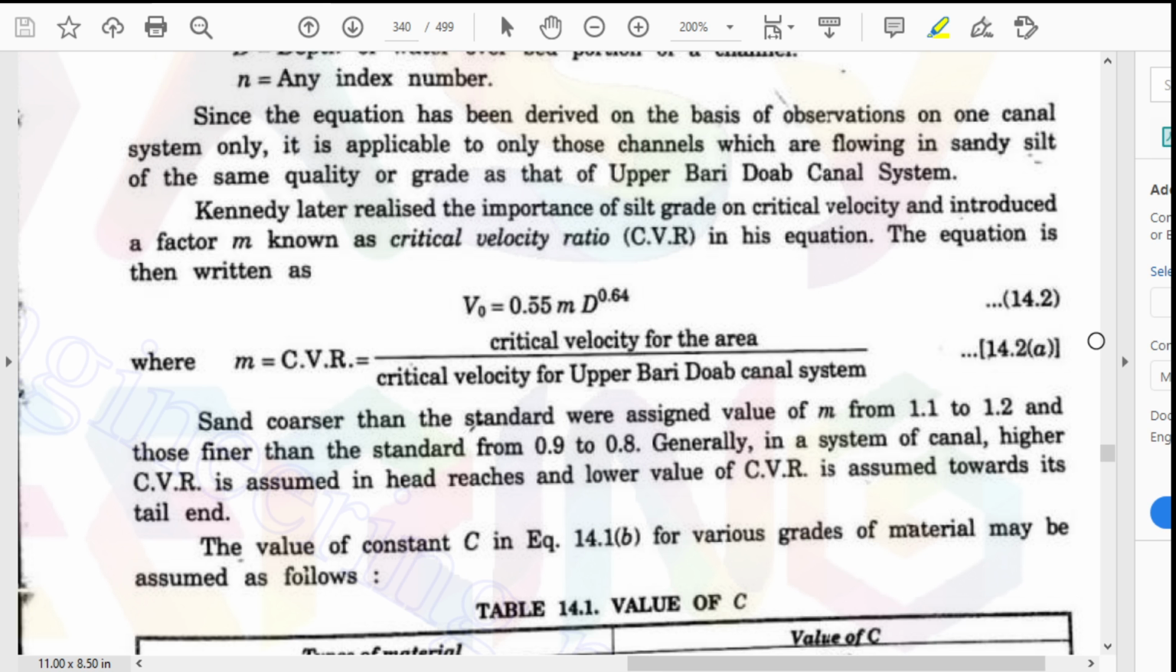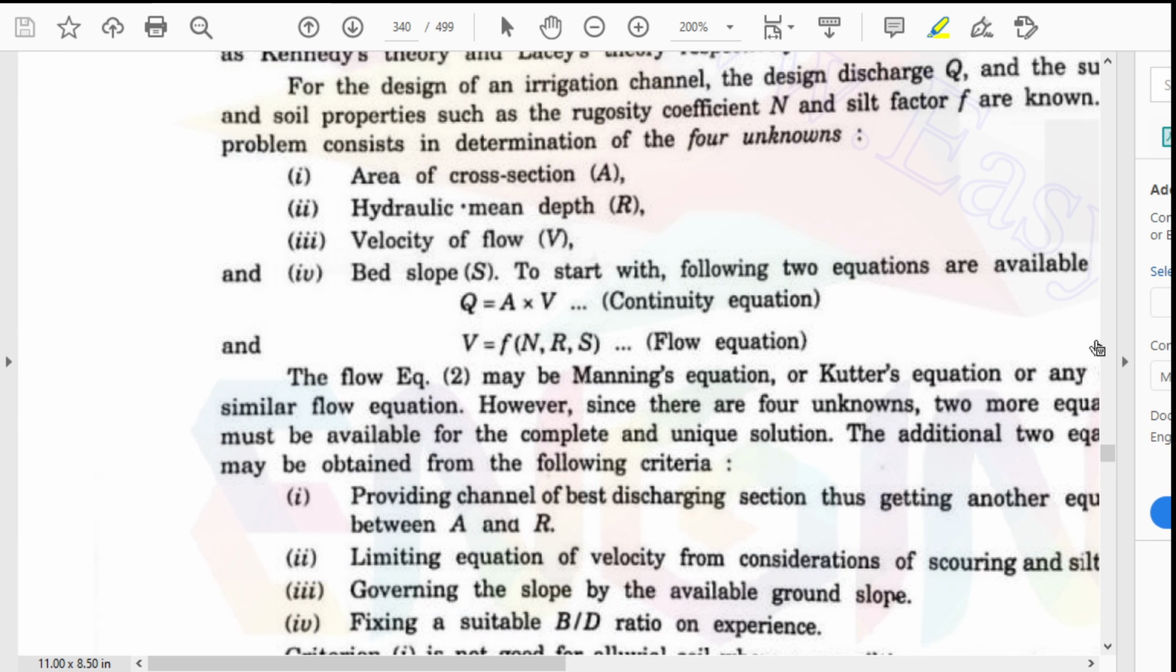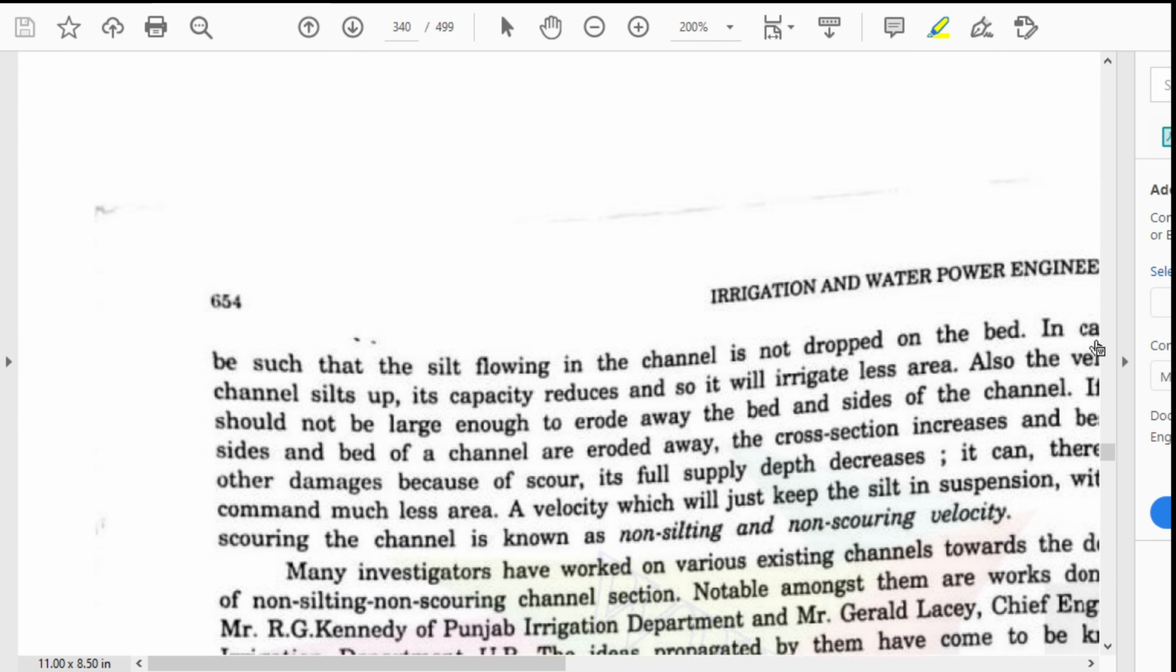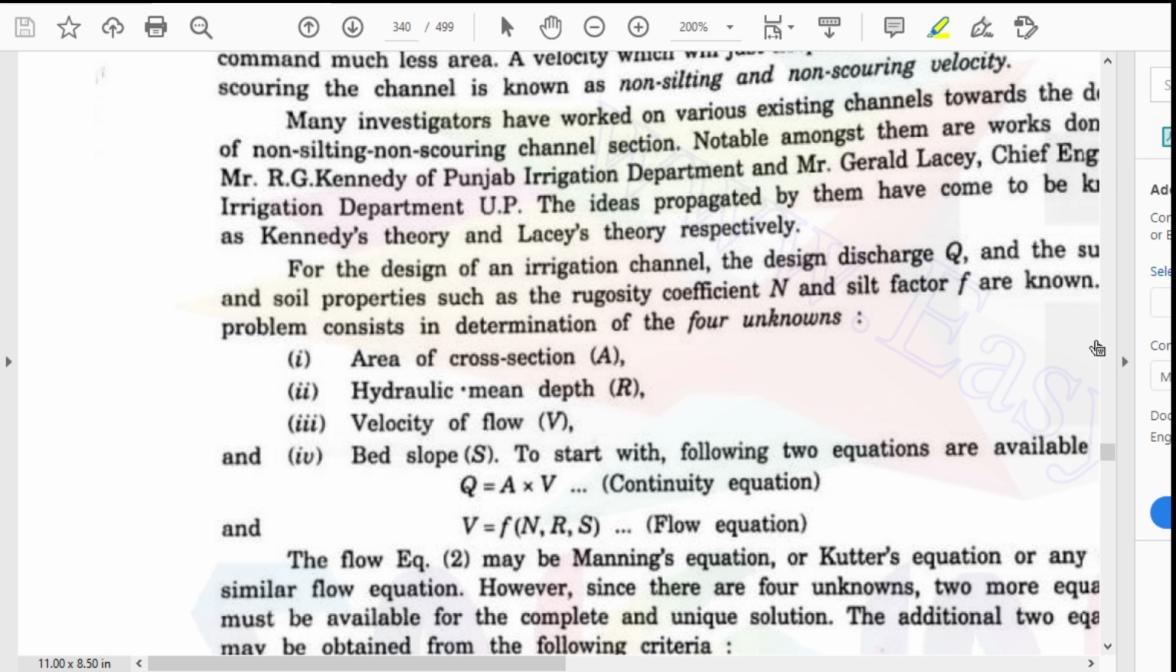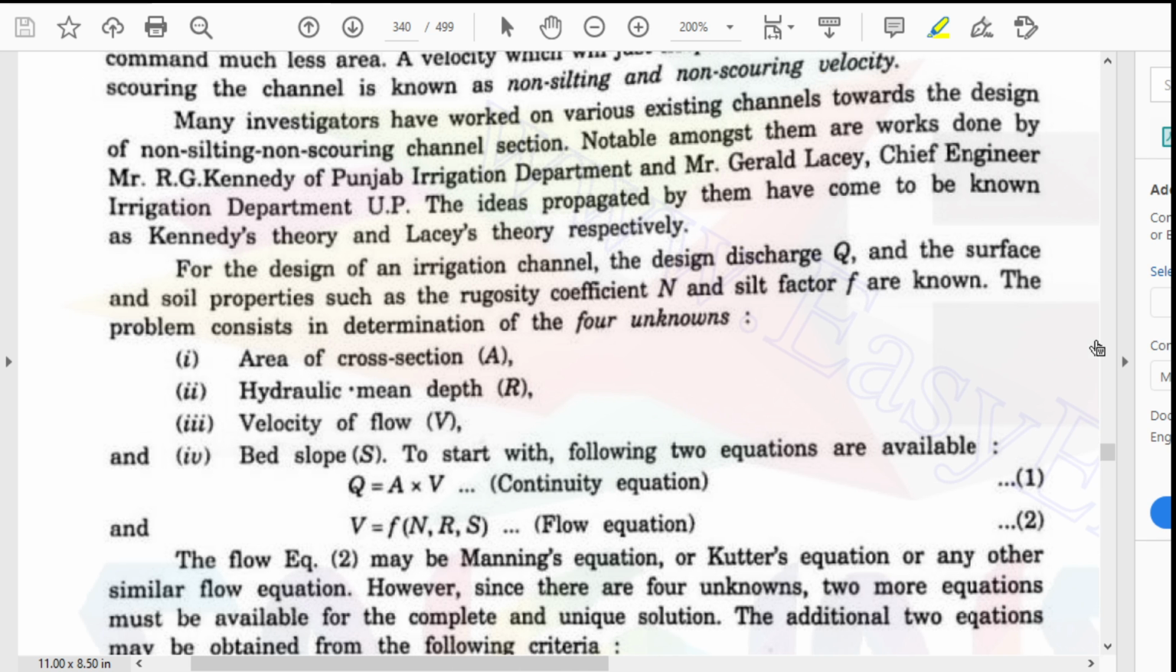Now before this I will explain you the history of this. Firstly, Kennedy and Lacey, I have already explained that these are the engineers of the irrigation department. Now the problem is that the area of cross section, hydraulic mean depth and velocity of flow are factors that we have to design separately for every canal system. Okay, now these are the unknowns for us. And the bed slope, these are the unknowns for us.